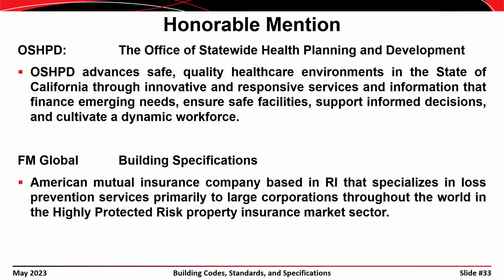FM Global is an insurance company based out of Rhode Island that specializes in loss prevention services and works primarily for large corporations. So why are they involved in this? Well, the International Building Code and the major design specifications are mostly concerned with life safety when it comes to typical structures. That means that if there's an extreme event like a windstorm or an earthquake, those codes and specifications don't ensure that the building will be undamaged. In fact, the goal is basically just to make sure that nobody gets killed.